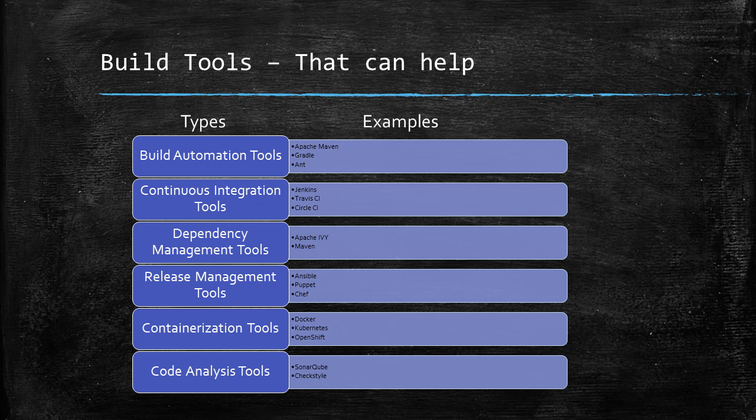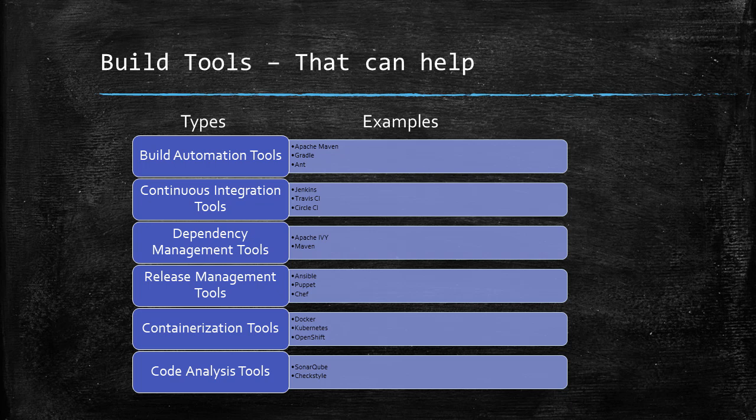Continuous integration tools automate the process of building and testing code on a continuous basis. Examples include Jenkins, Travis CI, and CircleCI. Dependency management tools automate the process of managing dependencies for software applications. Examples include Apache Ivy, Gradle, and Maven. Release management tools automate the process of deploying software applications to production environments. Examples include Ansible, Puppet, and Chef.